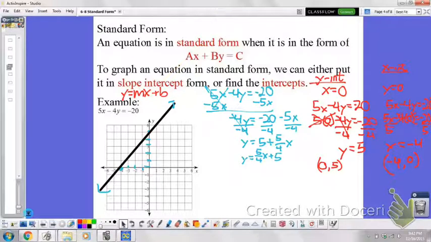So I go ahead and plot those points. I have 0, 5 as a point, so I go over 0, up 5. And then I have negative 4, 0, so I go to the left 4 and up 0. And again, our points match up for a line, so we're good. Now, whenever you're graphing these, you only need to do it one way. You don't have to do both. You can do it if you want to check, but you only need to do one. So you can use your intercepts, or you can use y equals mx plus b to graph the line, whichever you would like.